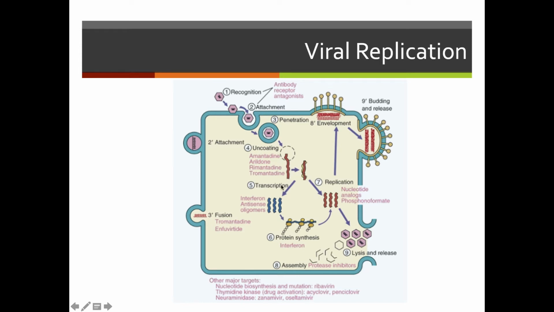We are going to transcribe so that we can translate and replicate viral nucleic acids. During translation, we're also going to be making all of the proteins necessary for viral assembly. So we'll have assembly and then some sort of lysis and release with our naked viruses. Perhaps we have making of an envelope for our enveloped viruses. And what they're trying to show you here in pink are different steps where we have drugs that can interfere with some of these processes.